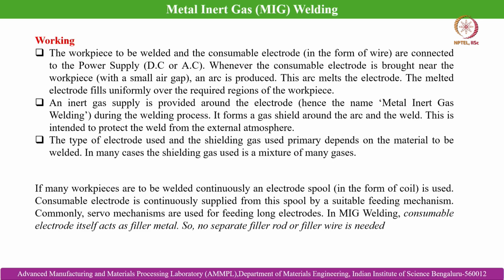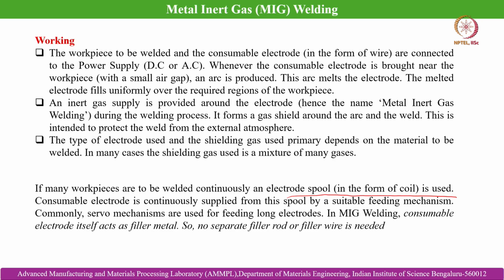In many cases the shielding gas used is a mixture of many gases, mostly inert gases such as argon, nitrogen, etc. If many workpieces are to be welded continuously, an electrode spool in the form of a coil is used, as I told you, which is the technique followed in industrial parlance. Nowadays there is also an evolution of metal inert gas welding to develop the wire arc additive manufacturing technique, that we will be discussing briefly when we go into the additive manufacturing section of this course. So, this is for your knowledge.